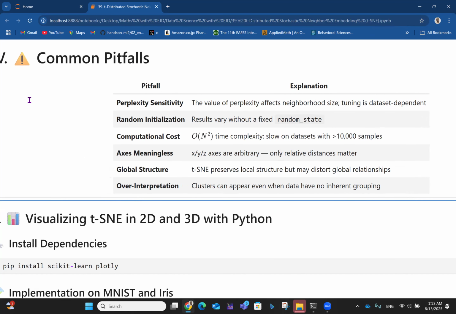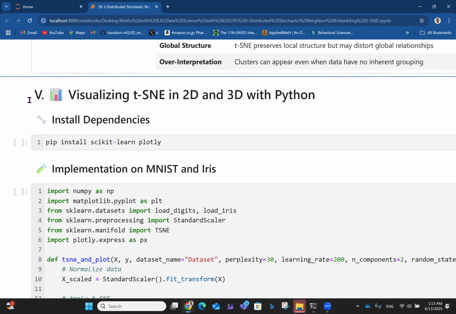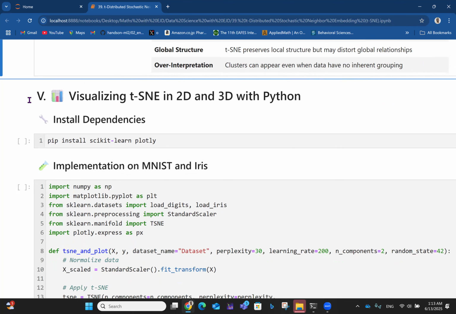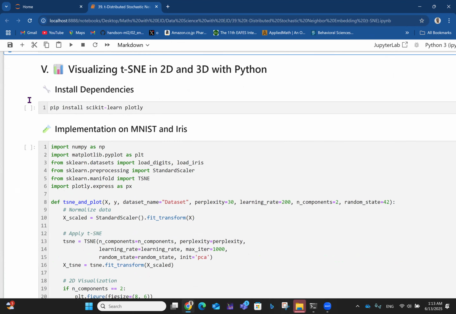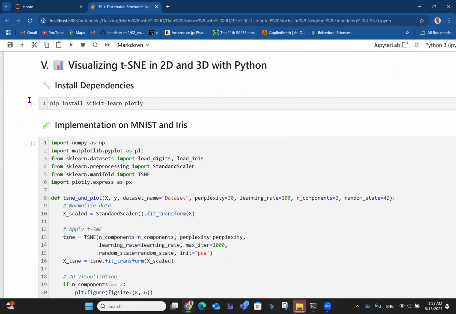Then you have the global structure. t-SNE preserves local structure, but may distort global relationships. All right, the whole essence is to get as much information as possible from the 2 dimensional form of something that is multi-dimensional, that is more than 3 dimensional for that matter. Then over-interpretation. Clusters can appear even when data have no inherent grouping, because maybe that is what you can consider as some kind of overfitting in machine learning generally.